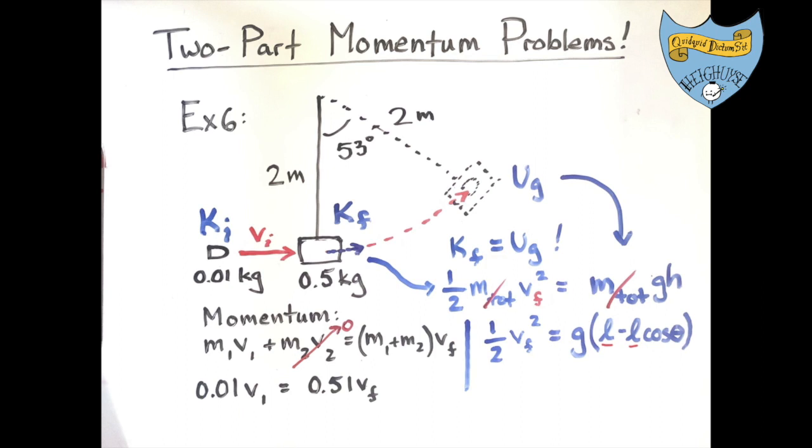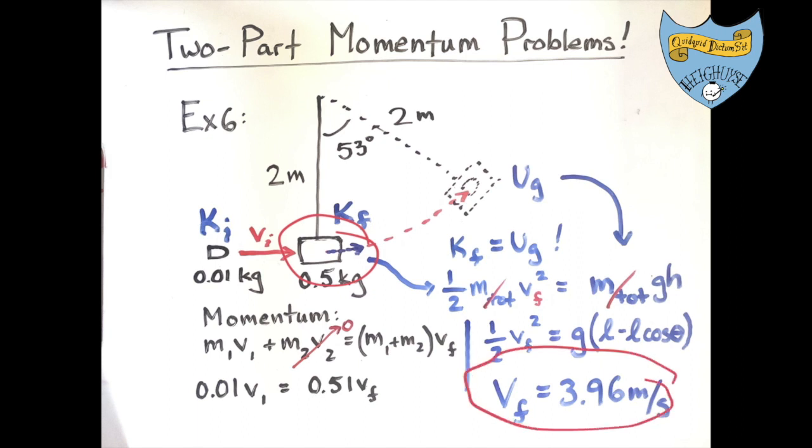They told us the length was 2, the angle was 53 degrees. Throw it all in there, and you get that the velocity is 3.96 meters per second. Really? That's awfully slow for a bullet. That's not the speed of the bullet. That's the speed of the pendulum arm plus the bullet stuck in it immediately after the collision.